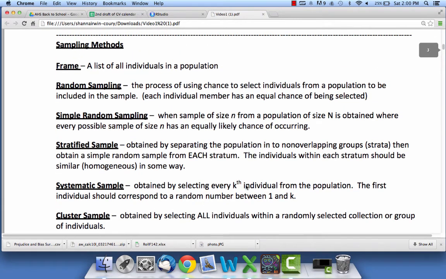Sampling methods. A frame is a list of all the individuals in a population. Random sampling is where you use chance to select the individuals. So the rule for it to be random is that every person has to have an equal chance of being selected. Simple random sampling goes a little bit farther and is the best. With simple random sampling, every sample of the same size is just as likely to be chosen as any other.